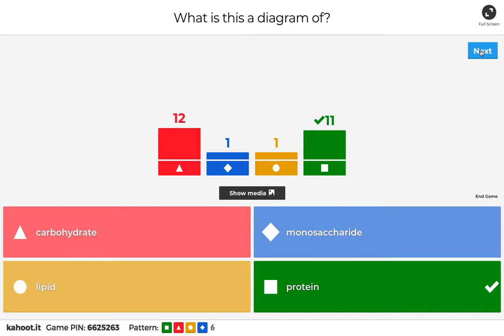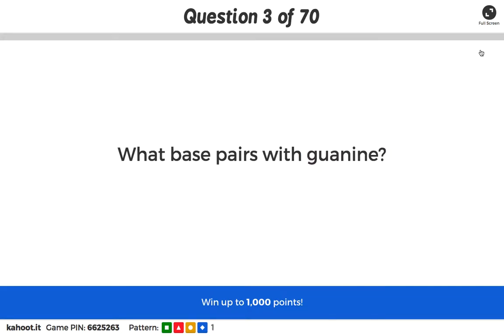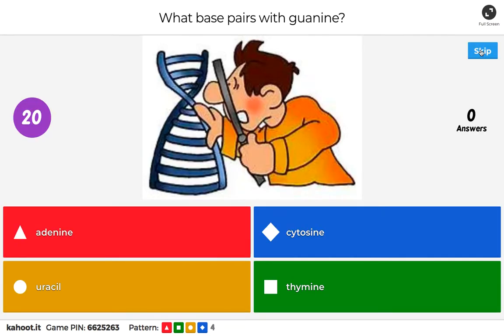What makes it a protein? The nitrogen. Not really certain it is, but we're going to go with it. It is. It's a nitrogen base. Ooh, DNA question.